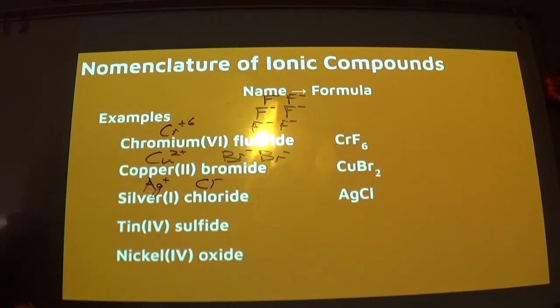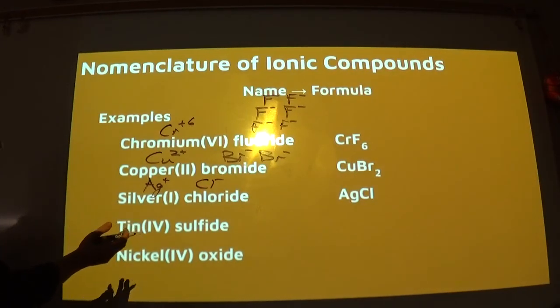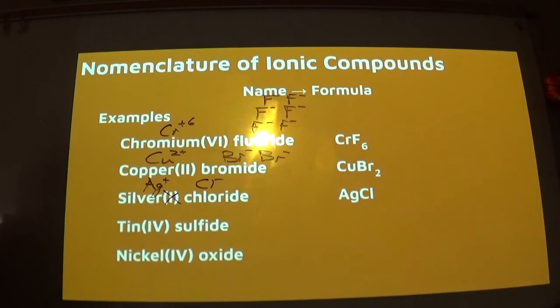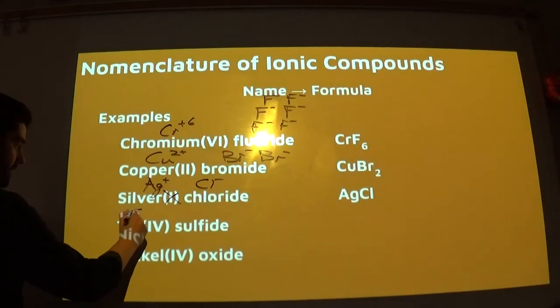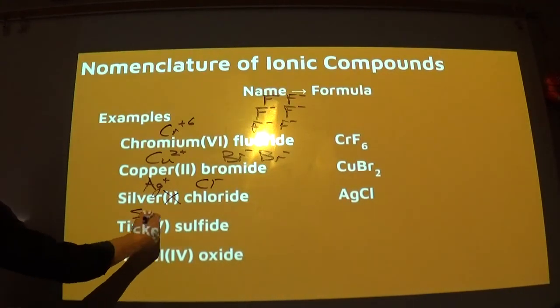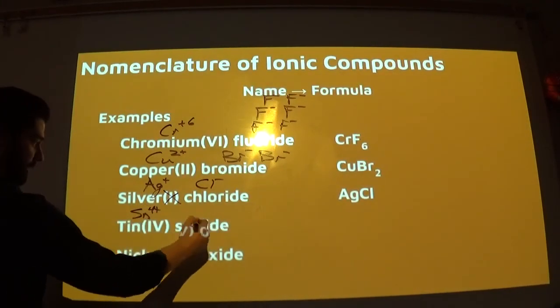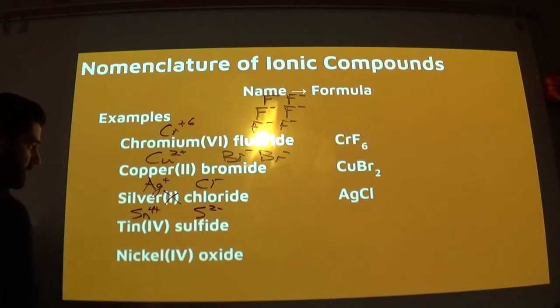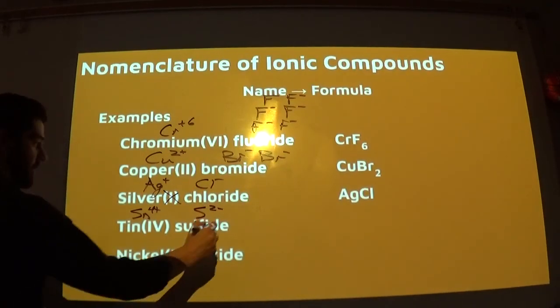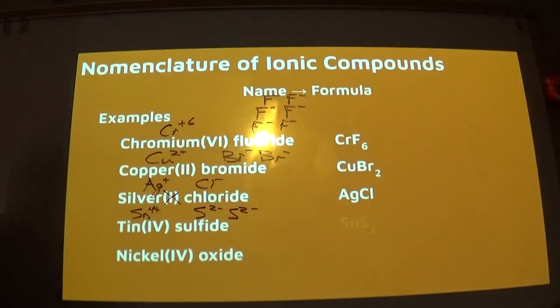Side note, silver is a transition metal, but it only makes 1 charge. So some chemists are lazy and don't put this, they just say silver chloride, because silver only does a +1, so some people are lazy about that. Okay, tin is Sn, that's a 4, so that means it's a +4 charge. Sulfide is a 2-. If I want those to cancel, I need another sulfide, so that's SnS2, okay?